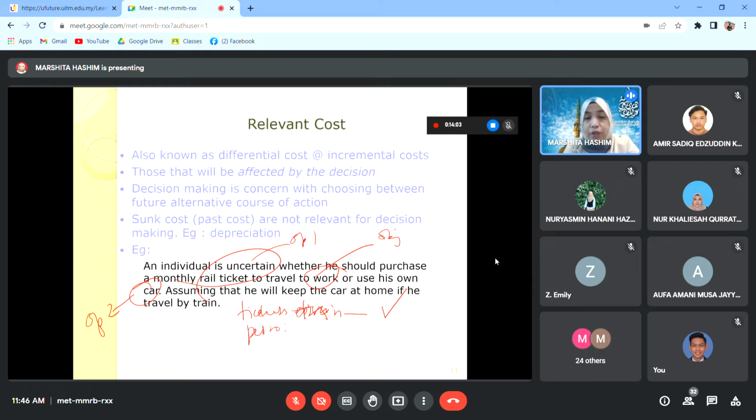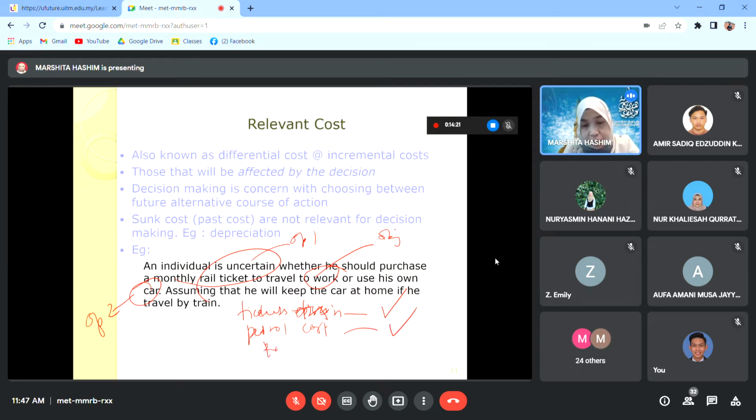How about your petrol? Petrol cost for your car. If you travel by car, you buy petrol. If you travel by train, you don't have to buy petrol. So petrol cost differs between these two options. Therefore, it is also relevant.